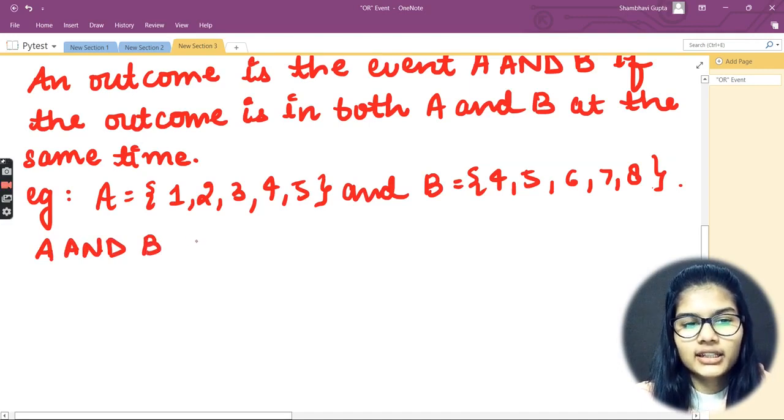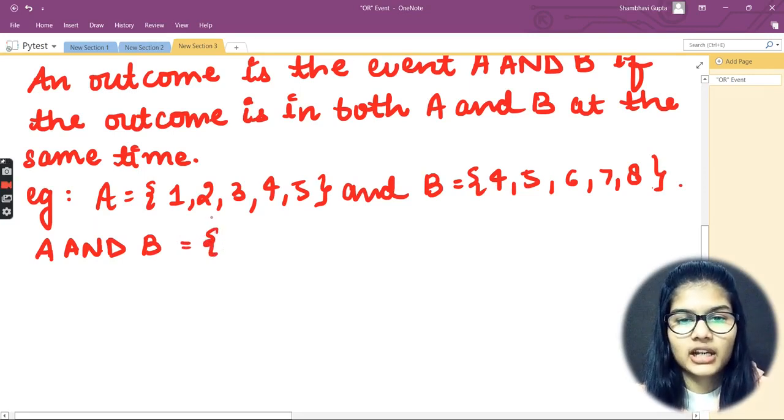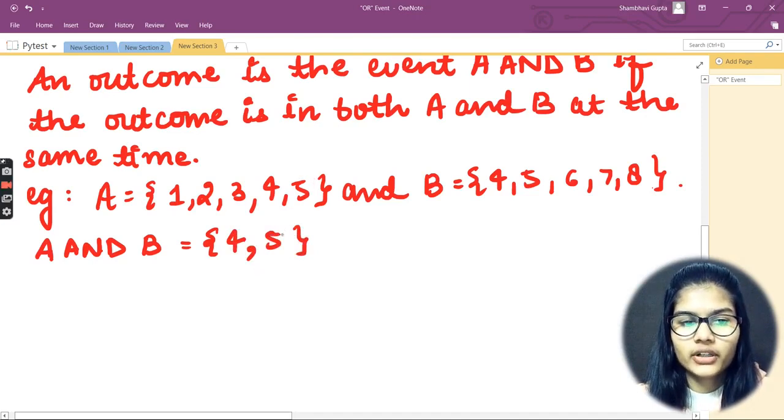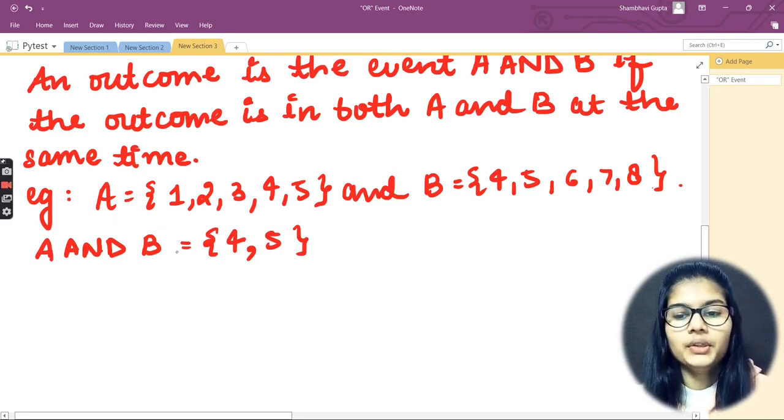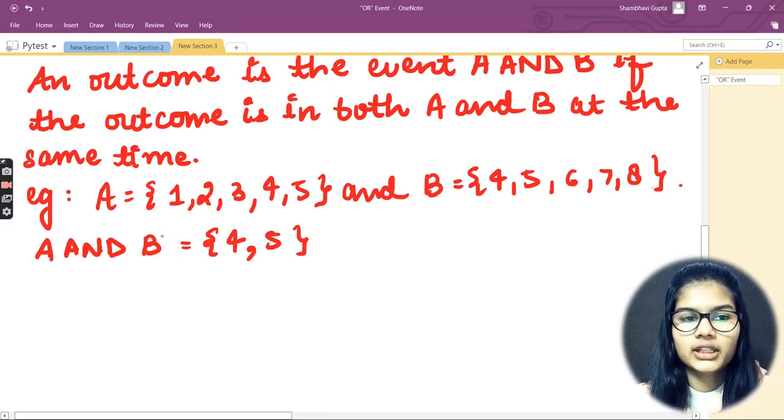I'll be writing whatever common outcomes I have in both of the events. The common outcomes I have are 4 and 5, right? So I mention 4 and 5 in A and B. This is how you use the AND event.